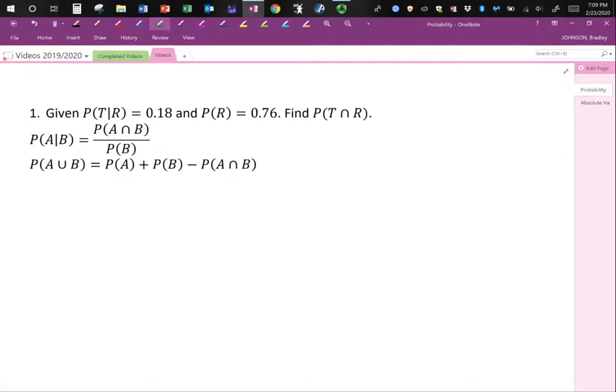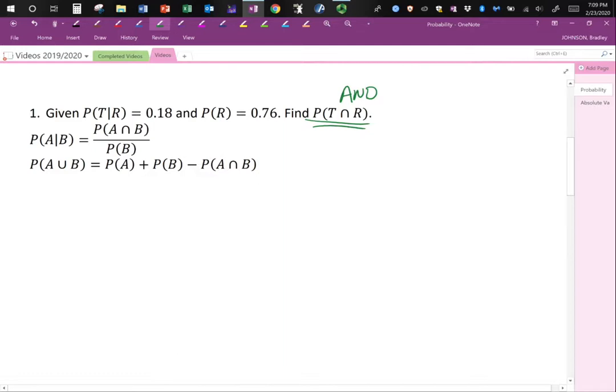So given the probability of T given R equals 0.18 and the probability of R equals 0.76, find the probability of T intersect R. So this is an AND statement that we're looking for. We're trying to find this.